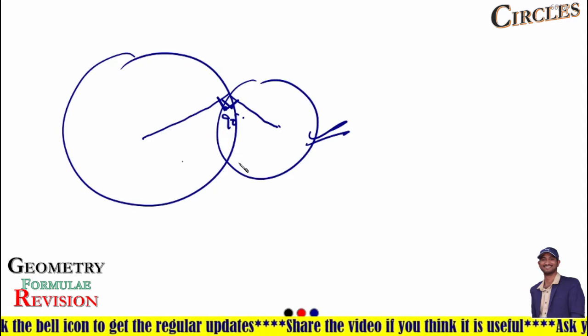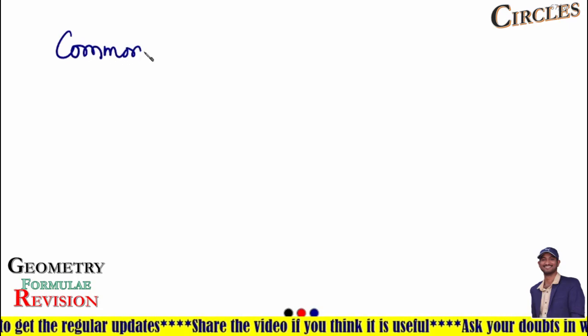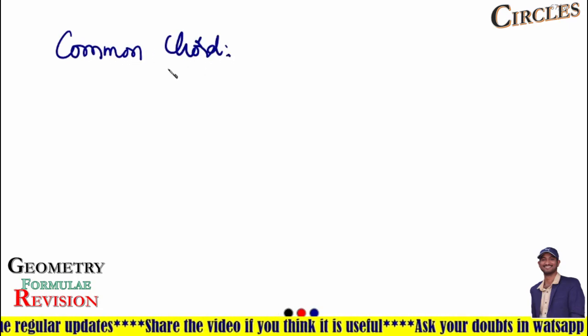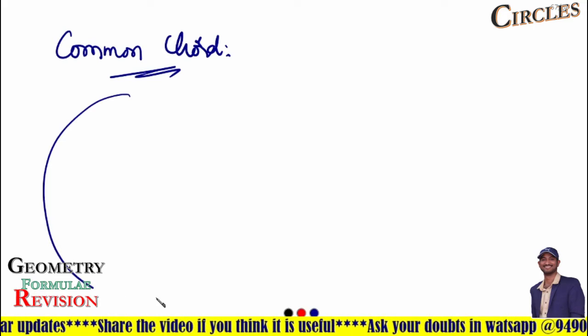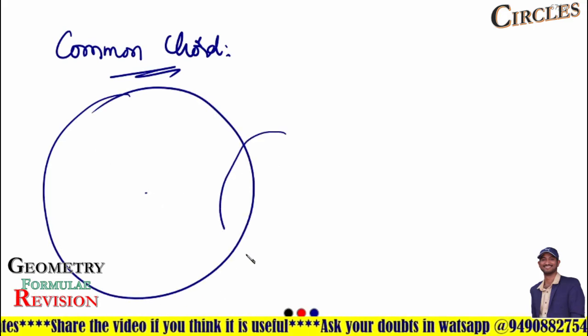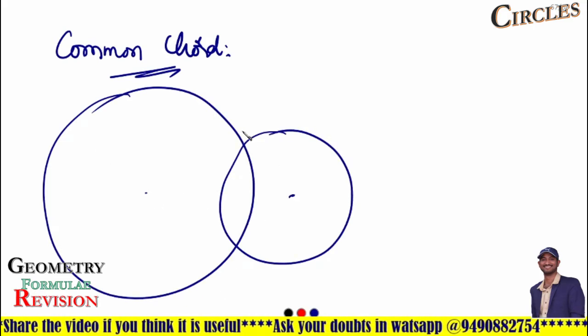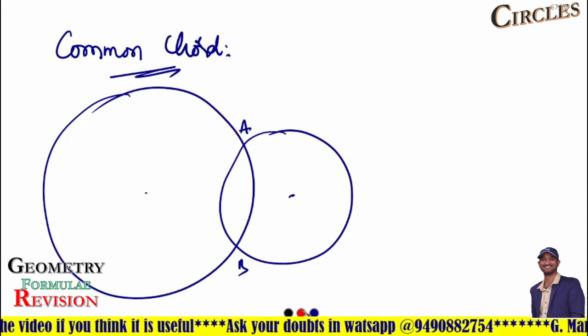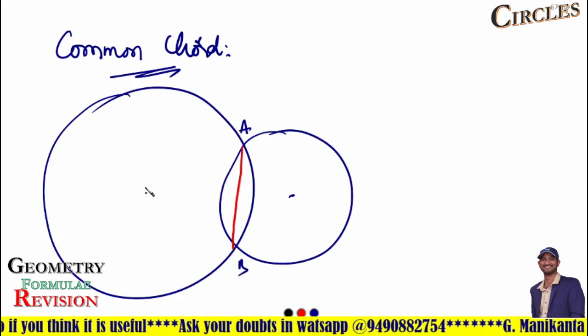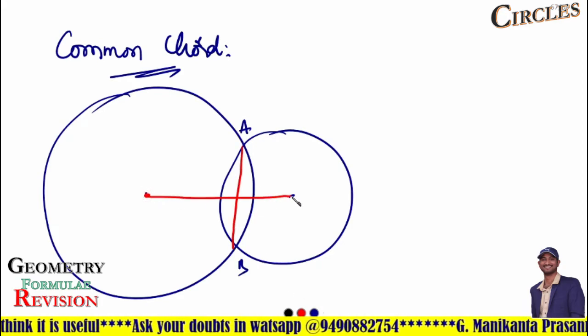Now we will discuss some of the properties of the common chord. Very, very important, common chord. Suppose it is one circle, and it is another circle. Both intersect at two points A and B. Now, what is the length of the common chord and what are the properties related to the common chord?